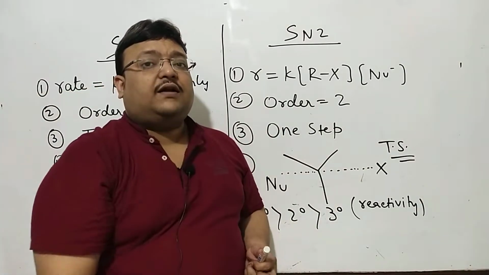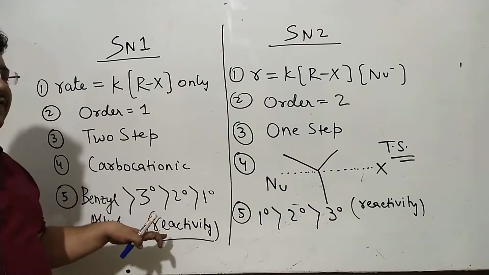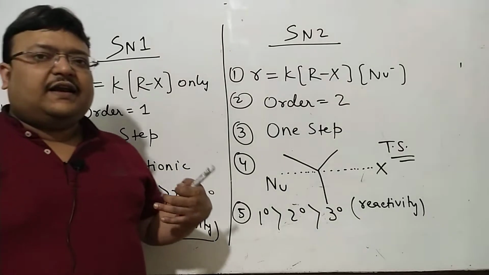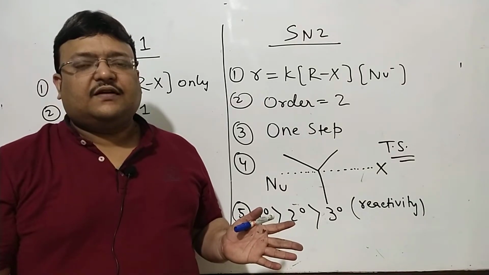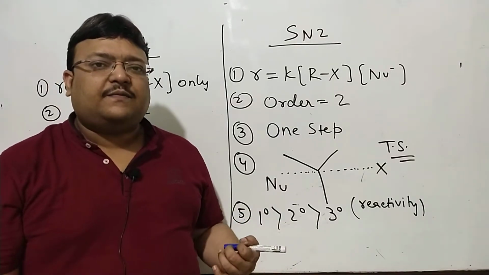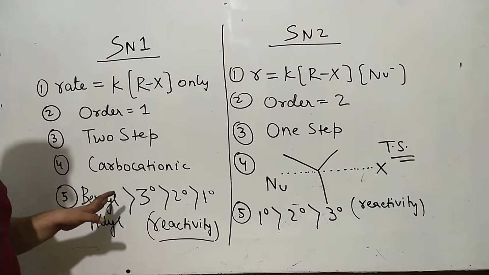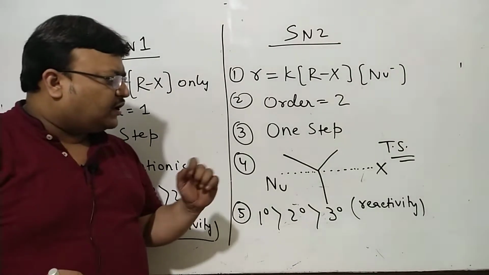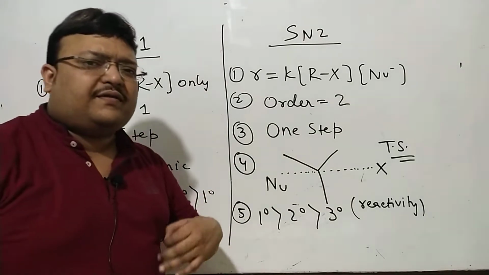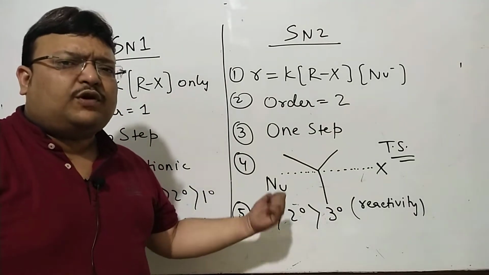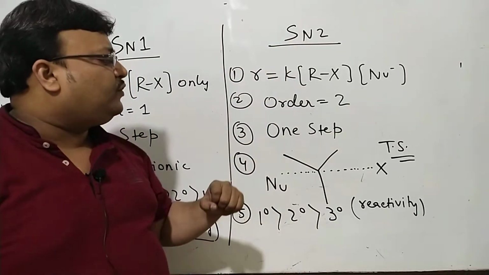So in SN1, it's the electronic factors and the stability of the carbocation which decides the rate of reactivity. Benzylic, allylic more than 3 degree, more than 2 degree, more than 1 degree. Out here, the smaller the groups, the more is the ease of formation of the transitory state. Smaller the groups, more are the chances of SN2.